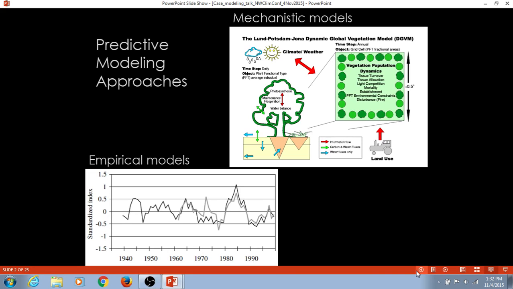Now, I'm going to assume that probably half of you are familiar with different modeling approaches and half maybe not so much. So I'm just going to give a really short background. Predictive modeling is a very common way of assessing the climate impacts on species distributions. It can be generally broken up into two approaches: empirical, statistical approaches, and mechanistic or process-based.